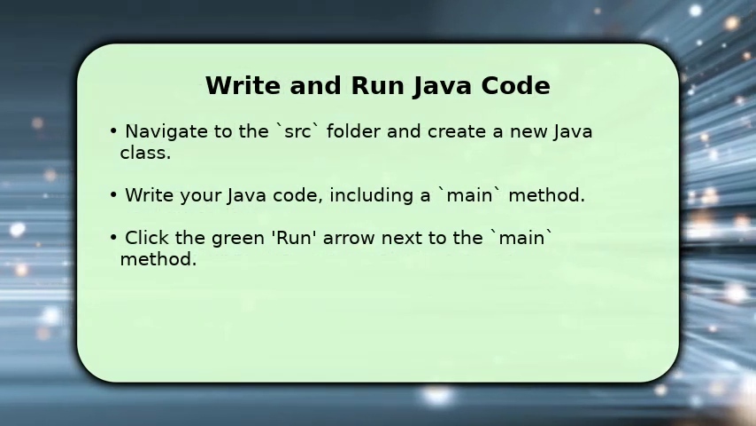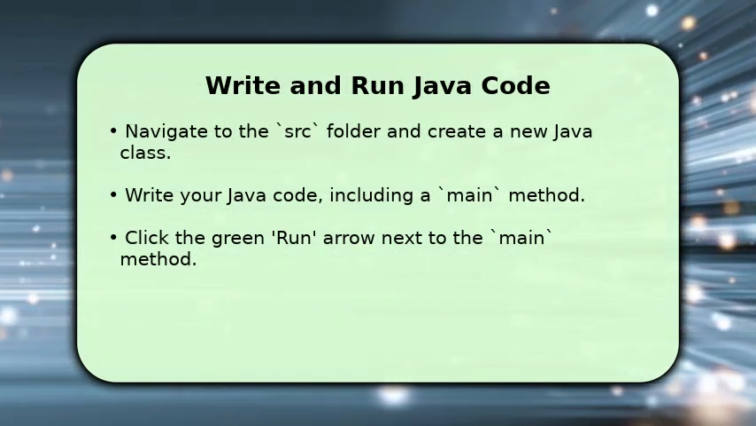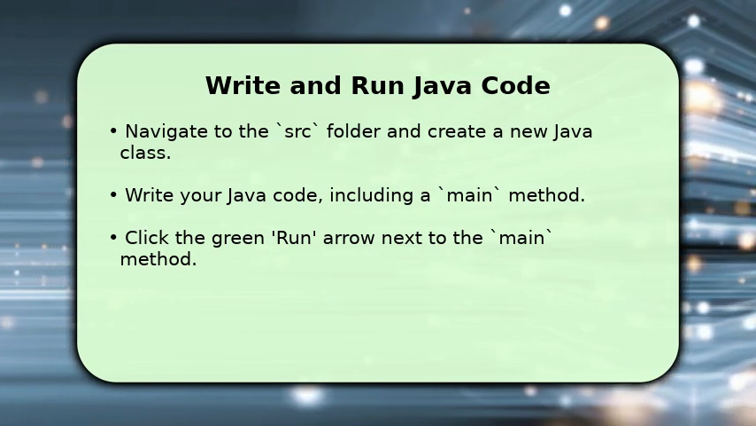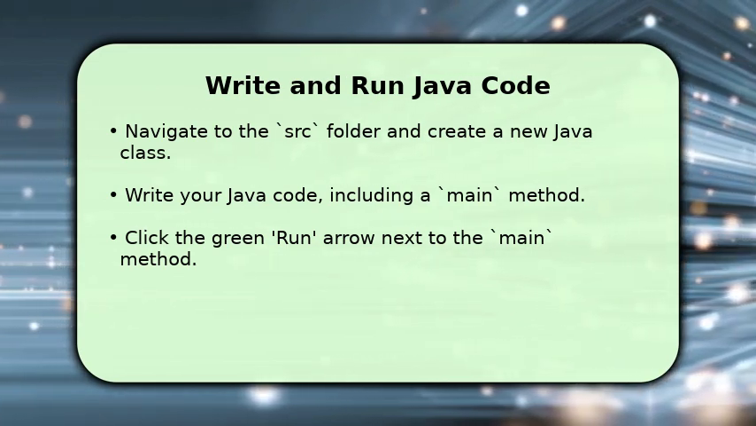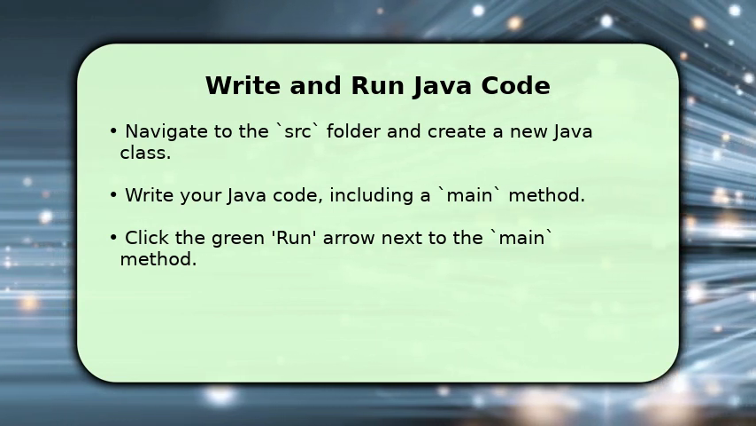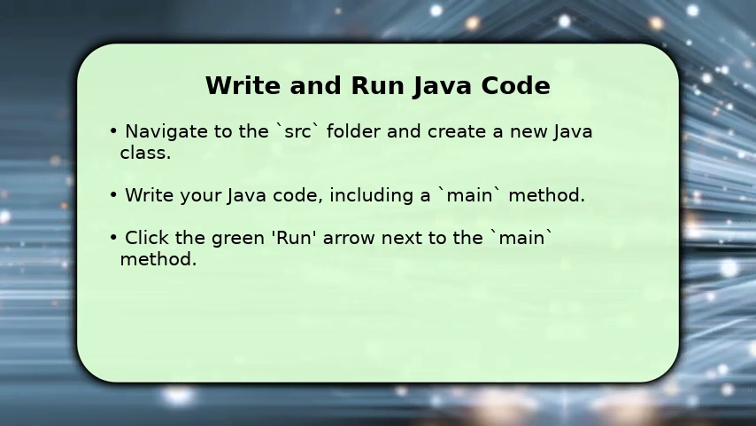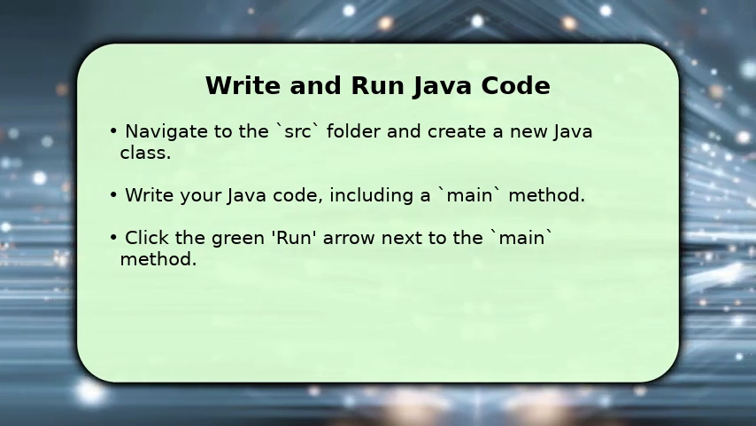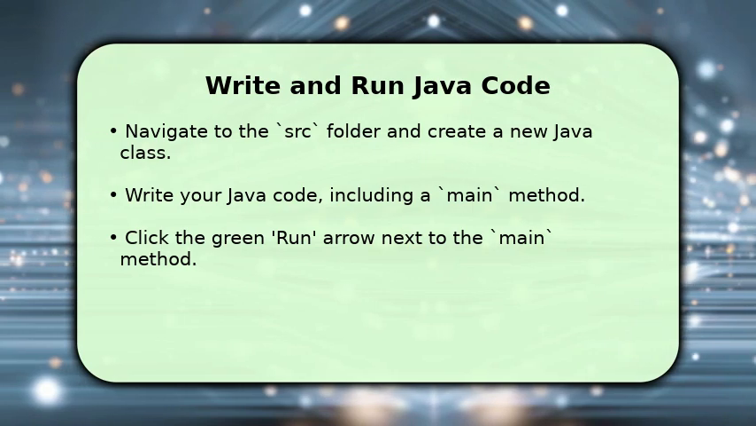With your project ready, it's time to write some code. In the Project tool window, expand the src folder, right-click, and create a new Java class. Inside this class, write your Java code, making sure to include a main method for execution. To run your program, simply click the small green run arrow that appears next to your main method.